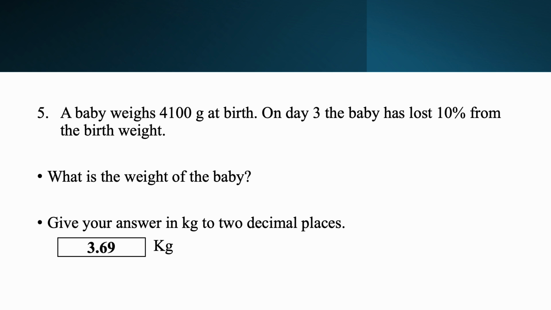To answer this question, you have to use a calculator. In the calculator, type 4100 minus 10%, and you'll get the answer 3690. The answer will be in grams, so you have to convert it into kg. To convert, you have to divide by 1000, and your answer would be 3.69 kg. You will have a calculator in your examination on the computer screen, in the left corner of the computer.